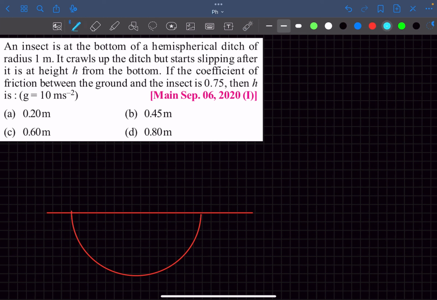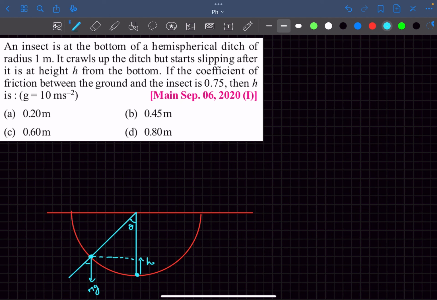Okay, so let's say initially the insect was over here, and it's given that after it climbs a height h from the bottom, at this point it starts slipping. So why is it starting to slip at that point? Let's try to understand the forces acting on this.